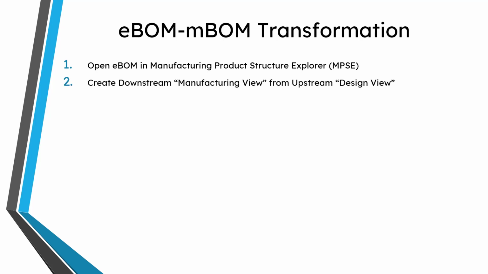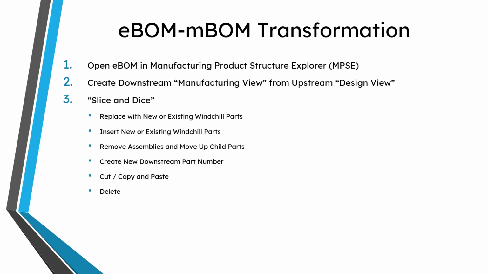So let's take a look at the basic process for transforming an engineering bill of materials to a manufacturing bill of materials. First off, you are going to open the engineering bill of materials in your Manufacturing Product Structure Explorer or Manufacturing Product Structure Browser. Then you can create a downstream manufacturing view from the upstream design view. In other words, you are creating the mBOM from the eBOM. Then you do what I like to call slice and dice. You are going to manipulate the engineering bill of materials into the manufacturing bill of materials.